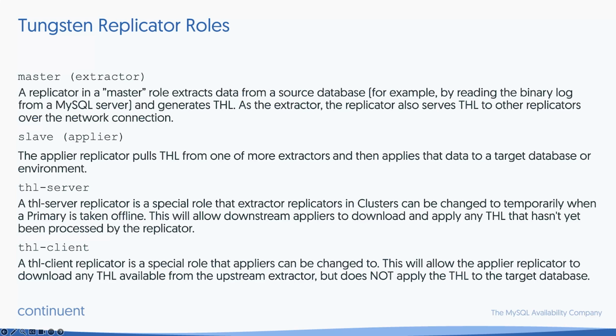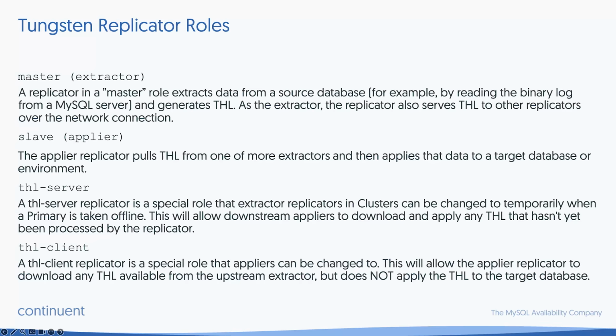thl-server is a special role that extractors can be placed into if the primary has been taken offline but a failover is not required. It enables the replicator to still serve THL to downstream replicas and allows them to be applied. thl-client is the reverse, and appliers can be set into this role.